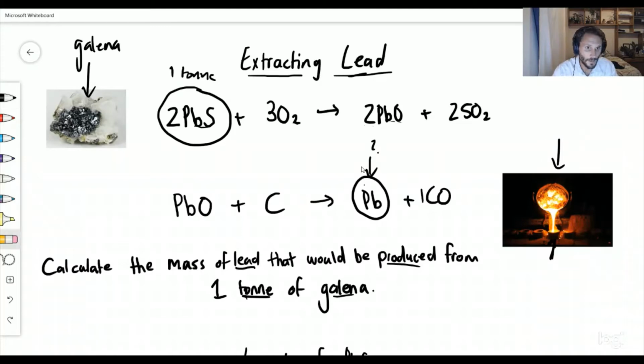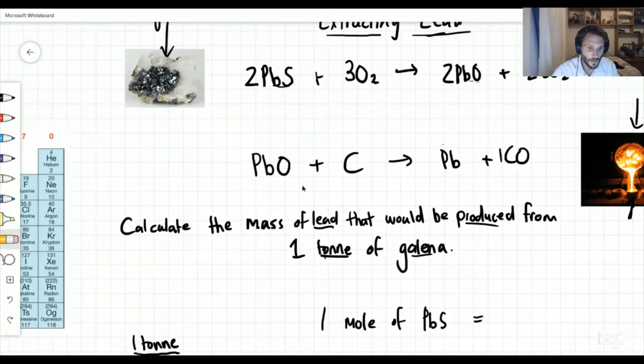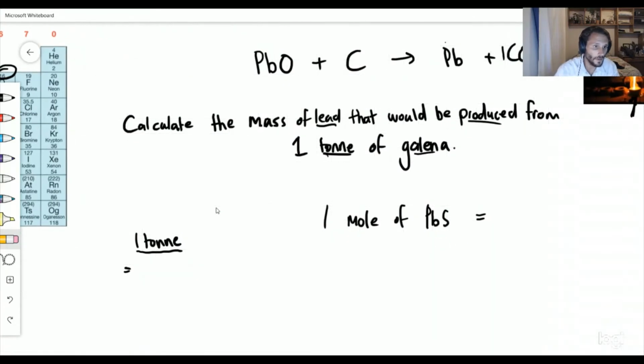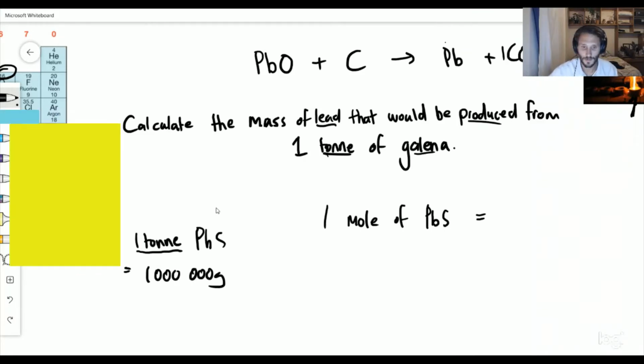Okay, let's clean this up a little bit and get straight into it. While I'm cleaning up, can you think of how many grams there are in 1 ton of galena? Well, 1 ton is equal to 1 million grams. Let's write that down over here: 1 ton of lead sulfide is equal to 1,000,000 grams. That's what 1 ton of anything equals in grams.